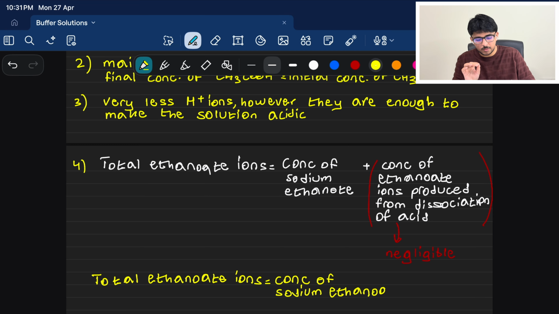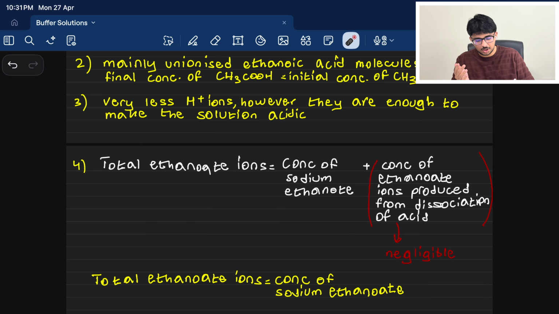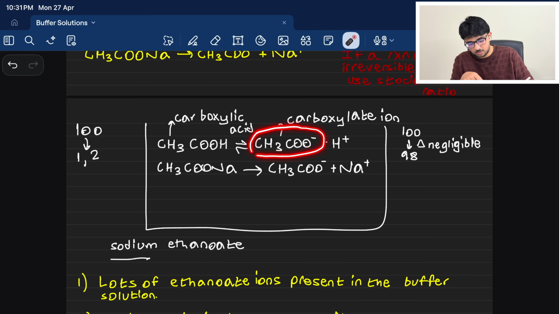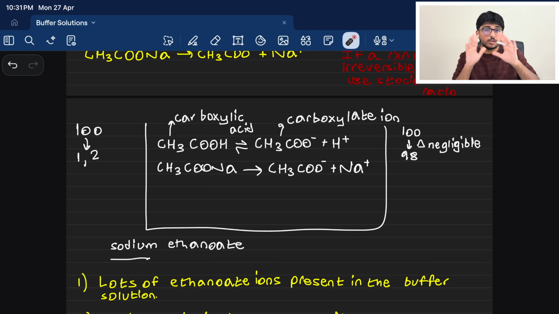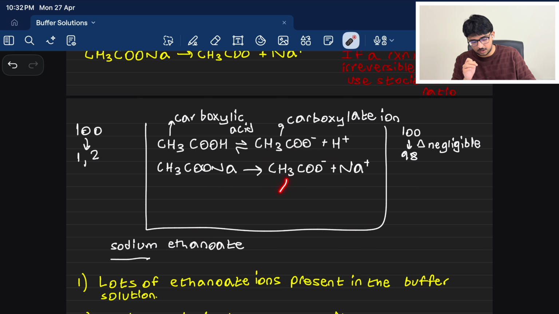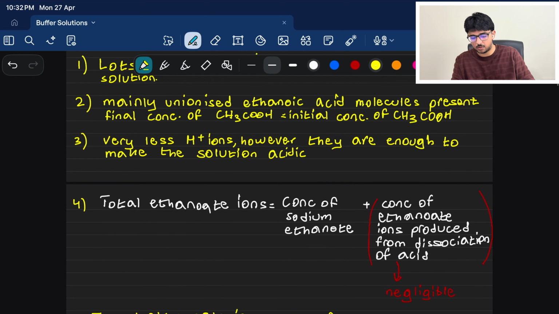That is it. Now I'm using the example of sodium ethanoate and ethanoic acid. For any other example, just change up the name of the formula and that's it. So this entire thing is negligible, meaning these ethanoate ions produced by the acid, we are not taking them into account, just for the simplicity of the equation. We're assuming that all of the ethanoate ions in this entire solution, in this entire beaker, come from the dissociation of the sodium ethanoate.